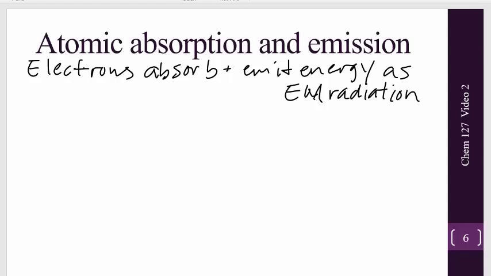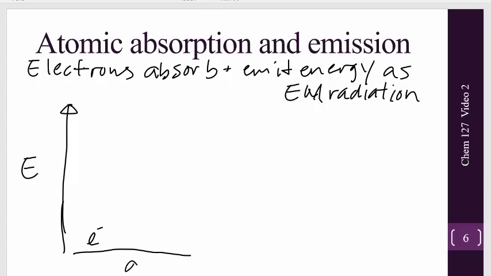So it's the electrons that are doing this, and I want to draw an energy diagram for an electron. So here we have the different energy levels. And at the very bottom of our energy level, we have maybe an electron. An electron at the lowest energy level is called ground state.